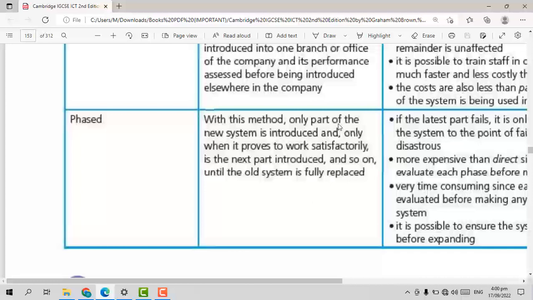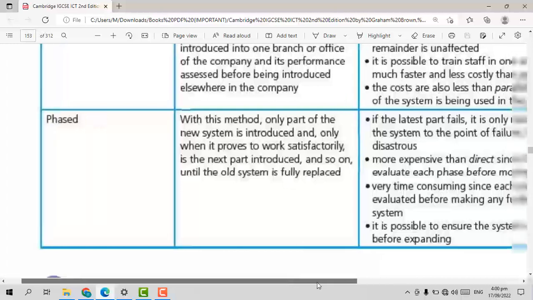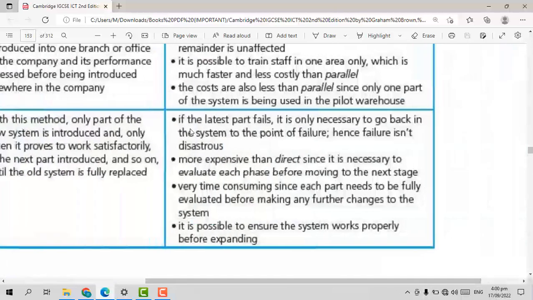I'm going to introduce that, and only when it proves to work satisfactorily, then I'm going to introduce the next part, and so on until the old system is fully replaced. Now let's read about the advantages and disadvantages of this method. If the latest part fails, it's only necessary to go back in the system to the point of failure. Hence, failure isn't disastrous. If one part of the system fails, I'm only going to have to go back to the point of failure.